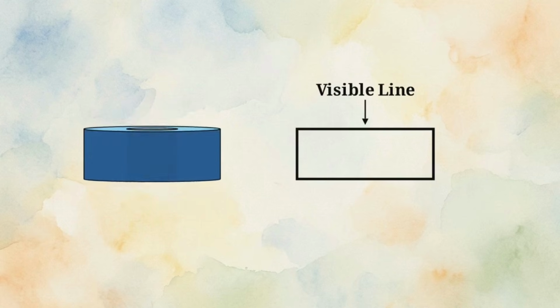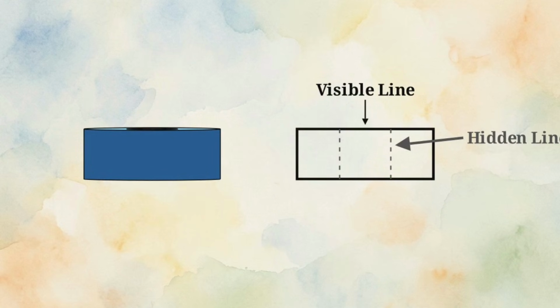Now watch as the part rotates. That drilled hole is still there, but it is blocked from our direct view. To map those internal features, the drawing generates a hidden line, using thin, dashed segments to show exactly where the invisible edges sit inside the metal.